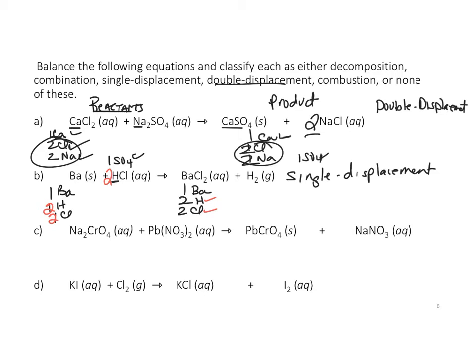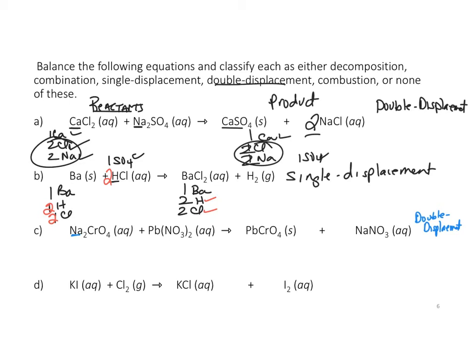We have a compound and a compound, and then on the product side we have a new compound. Sodium is with the chromate, and over here sodium is with nitrate, and lead on the reactant side is with nitrate, and then on the product side is with chromate. So this is double displacement.